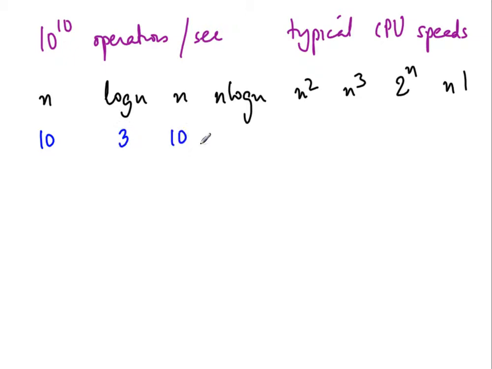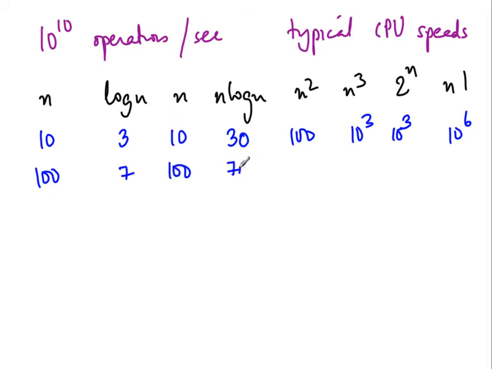n of course is about 10, n log n is n times log n, which is 30, n squared is of course 100, n cubed is 1000, 2 to the n is already also 1000, and n factorial is something like 10 to the power 6. So now if you go to 100, then this 3 becomes something like 7. This 10 becomes of course 100 because n is 100. Now 100 times log n is about 700, so let's keep it at 700.